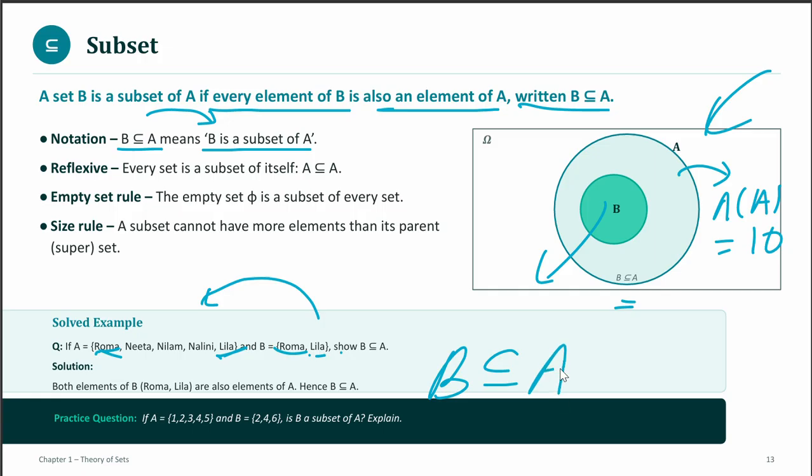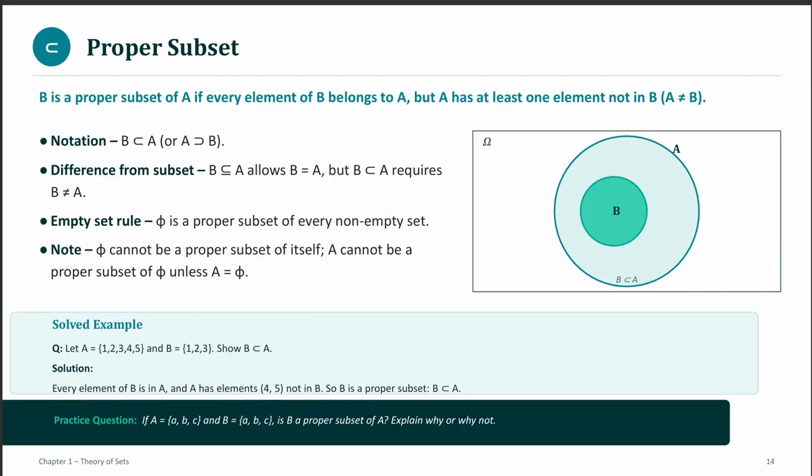If you see here, if A is equal to 1, 2, 3, 4, 5 and B is equal to 2, 4, 6, is B a subset of A? Do you think it is? No. Because here, as you can see, we have 6, right? Which is not present in A. Therefore, B is not a subset of A. Okay, let us move forward.